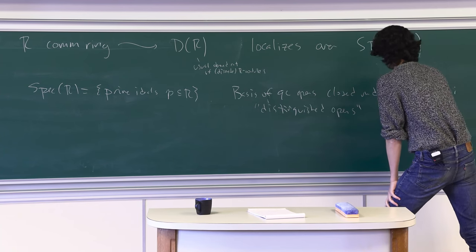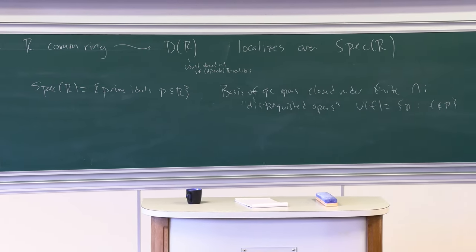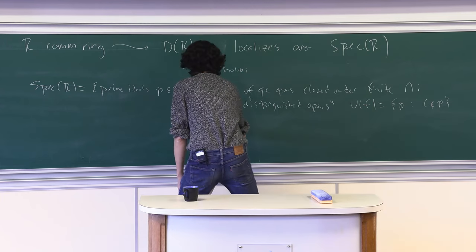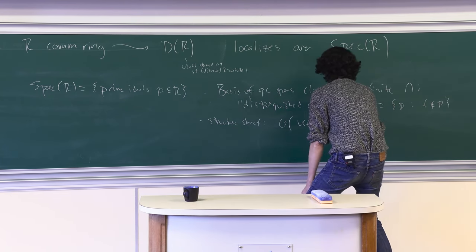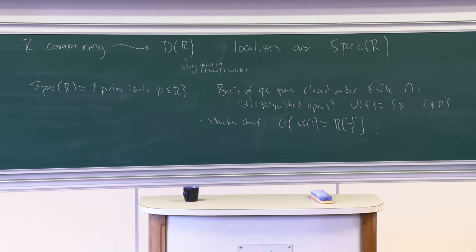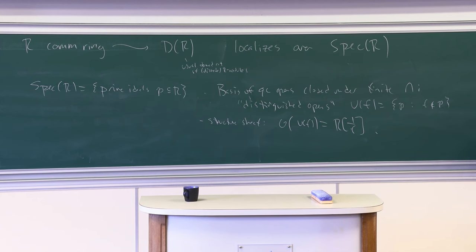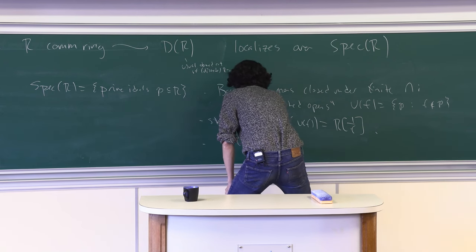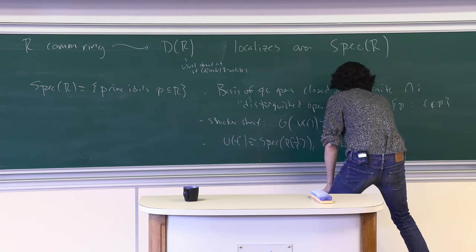Distinguished opens, so let's say U_f, those are the set of prime ideals P such that f is not in P, so f maps to something non-zero in the residue field. And there's a structure sheaf, whose value on this distinguished open is the ring R[1/f], localized at f. It's important to note that neither U_f nor R[1/f] determine f, but they do determine each other. And in fact, this U_f gets identified with Spec of R[1/f], and this matches up distinguished opens.